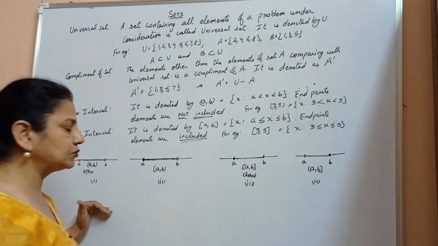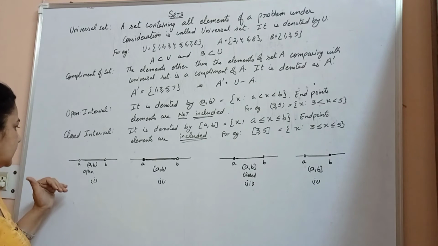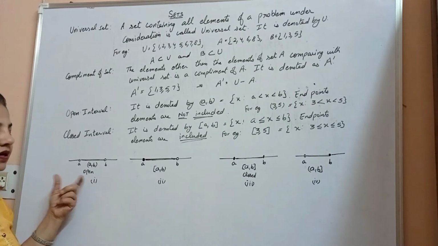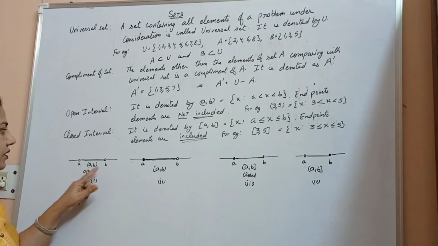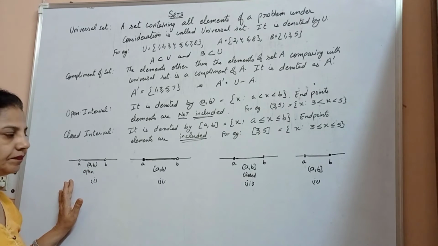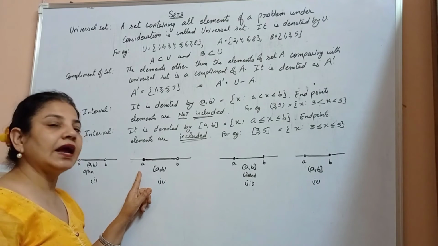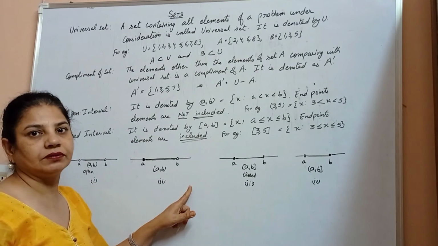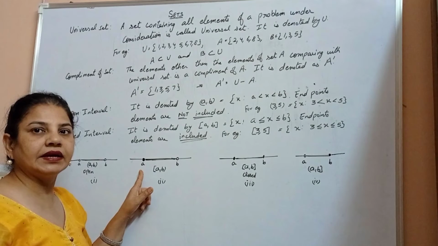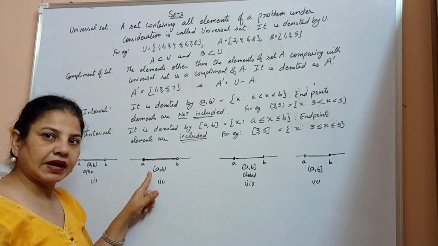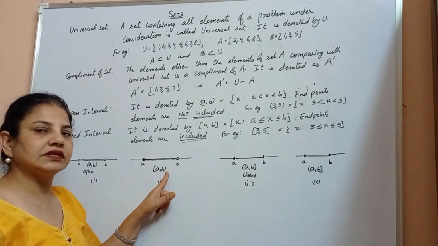So there are 4 types of intervals. In this case, a simple interval where endpoints are not included is written as (a, b). It's an open interval. The other is a semi-closed interval where one end is included but the other end is not included. The included end is written in the square bracket and the end not included is written in the simple bracket.